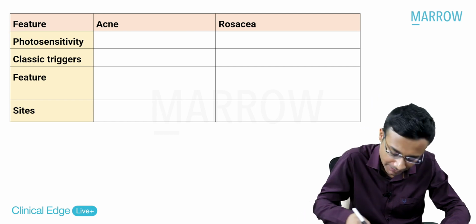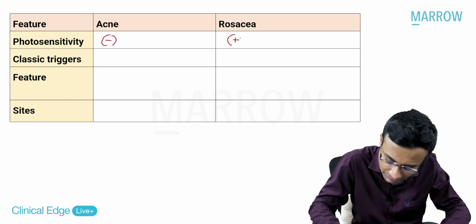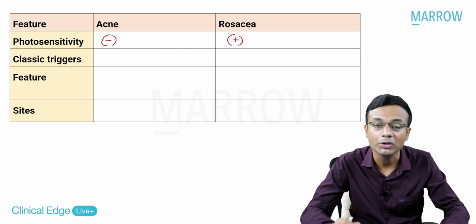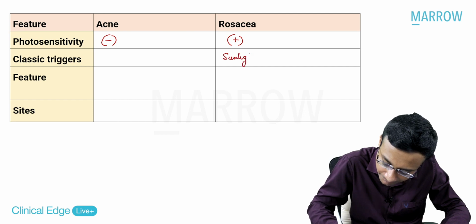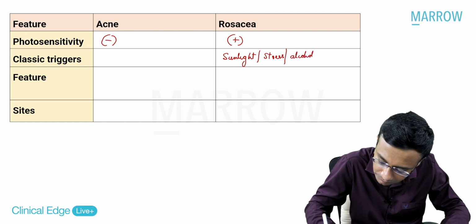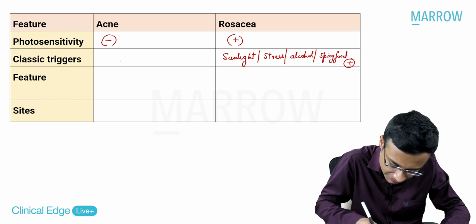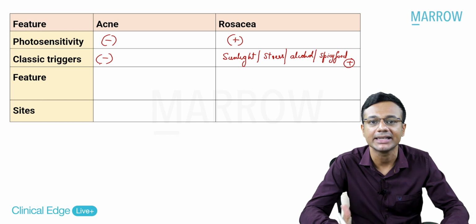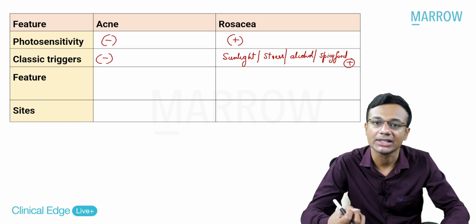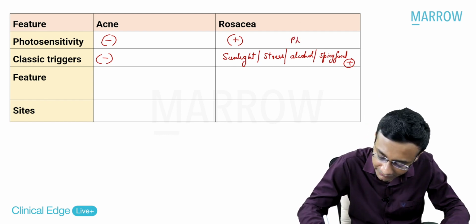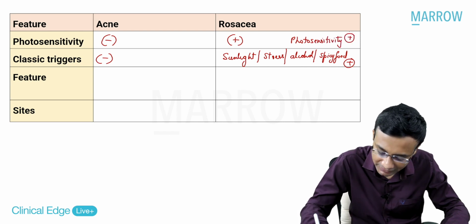First is photosensitivity. Photosensitivity is a feature of rosacea. This is point number one. Point number two, the classical triggers. So, the classical triggers for rosacea are sunlight, stress, alcohol, spicy food. So these classical triggers are going to be there in rosacea. These classical triggers are going to be absent in a patient of acne. And very important feature to remember here is rosacea generally can have photosensitivity.